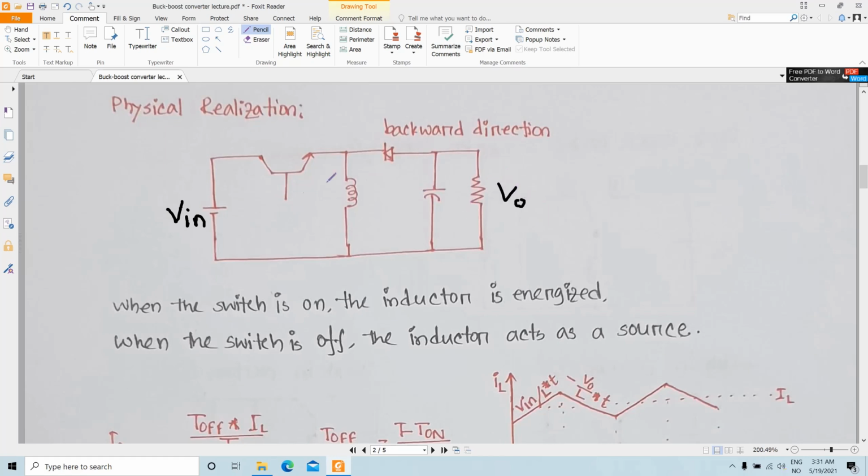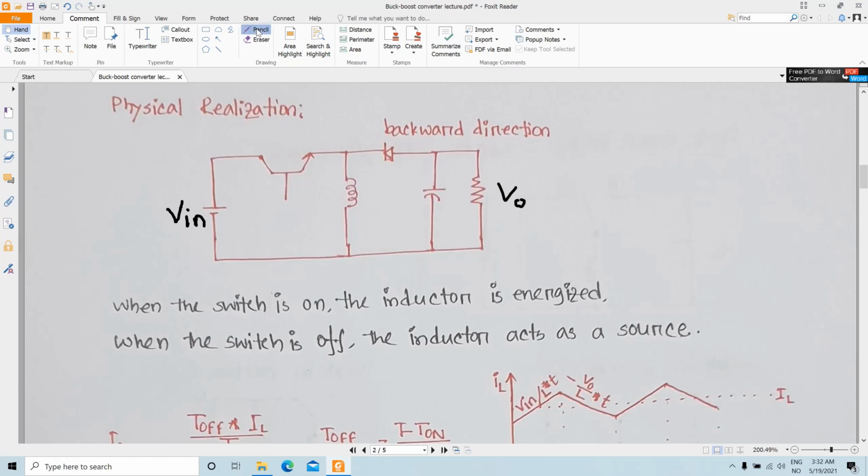Okay, so when this switch is on, at that time you basically energize the inductor. During that time the diode is reverse biased, so nothing flows here. So you are energizing the inductor during the time when this switch is on, and when this switch is off, at that time the inductor is acting as a source, and this inductor will feed the load.